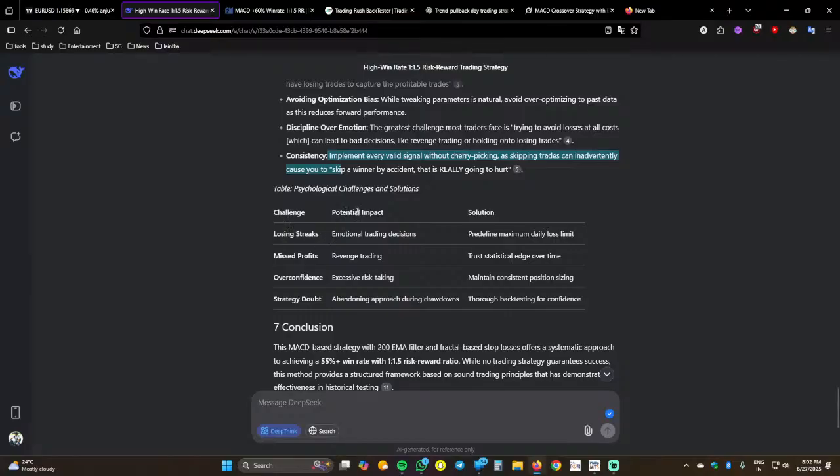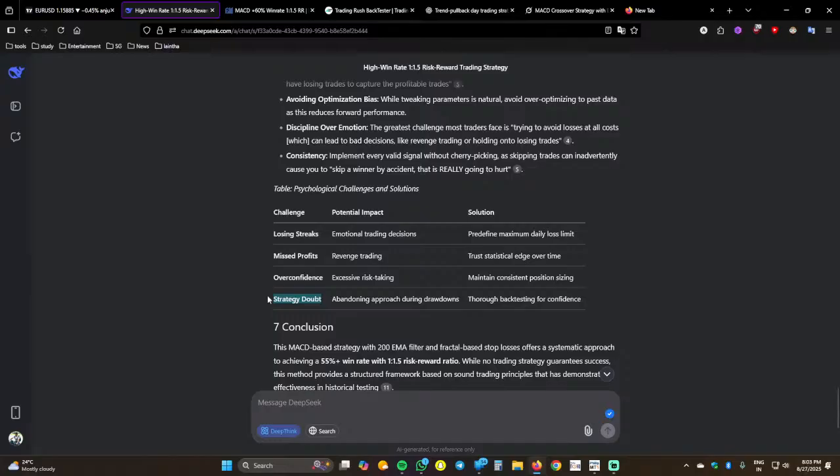Challenges: losing streak, potential impact, emotional trading decisions. Solution: a predefined maximum daily loss limit. So we'll be keeping it at 5% or maybe 10%, something like that. 5 trades or 10 trades per day. Missed profits, revenge trading: trust the statistical edge over time. Overconfidence, excessive risk taking: maintain consistent position sizing. Strategy doubt, abandoning the approach during drawdowns: thorough backtesting for confidence.